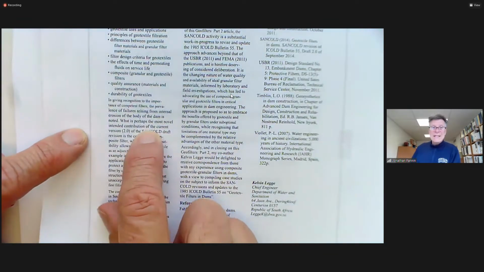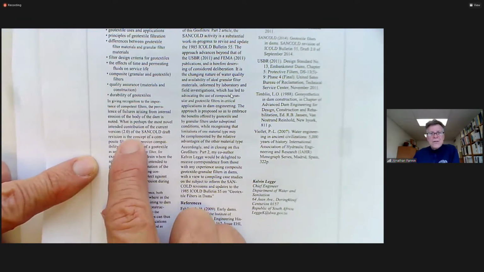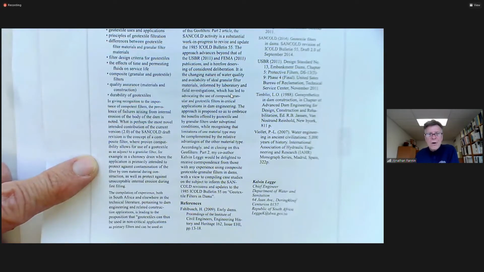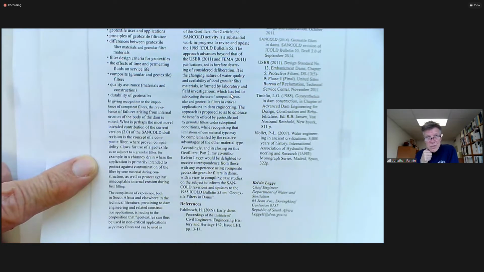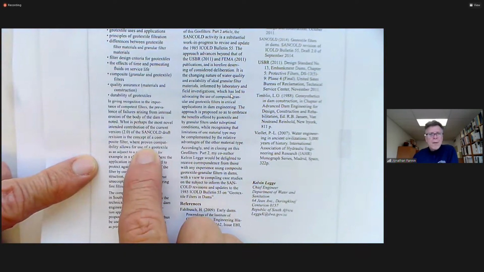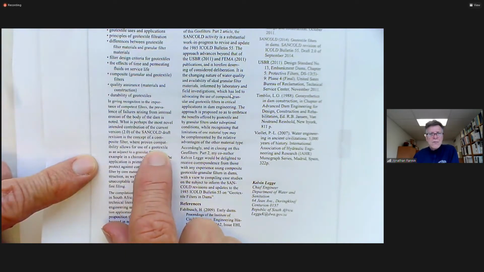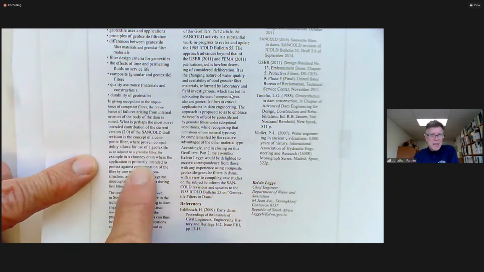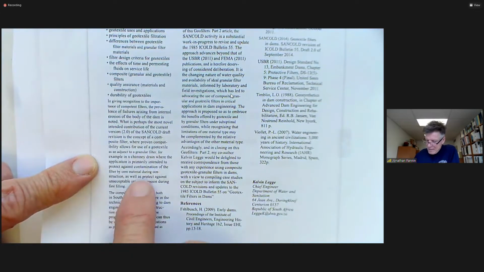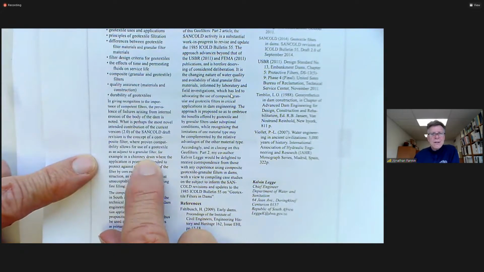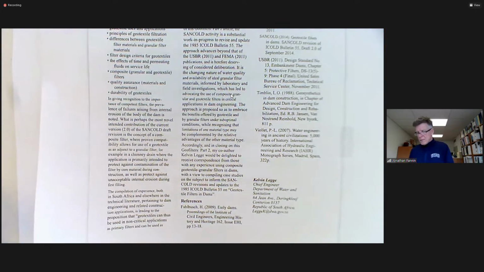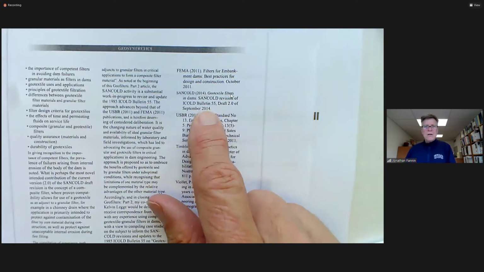Perhaps the most novel intended contribution of Sancold's revisiting is the concept of a composite filter. And this is what I wanted to pick up on. Does it have to be a geotextile filter, or at the exclusion of a geotextile, should it be a granular filter, or could it be both, in fact? Where the proven compatibility allows for geotextile as an adjunct. And that's careful wording. It's intended to complement the granular filter. And it provides some observations there. So that would be worth just keeping an eye on.